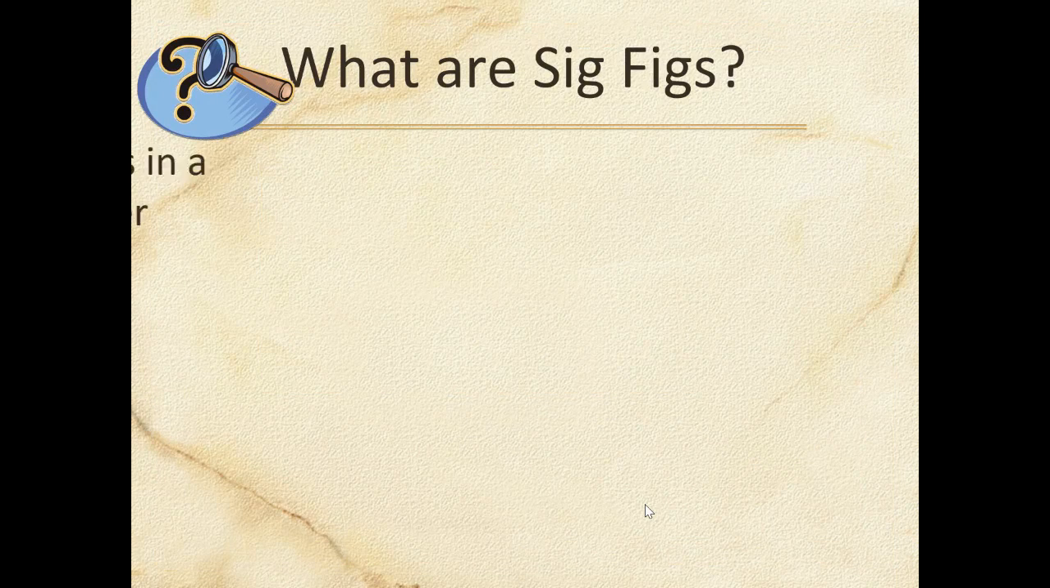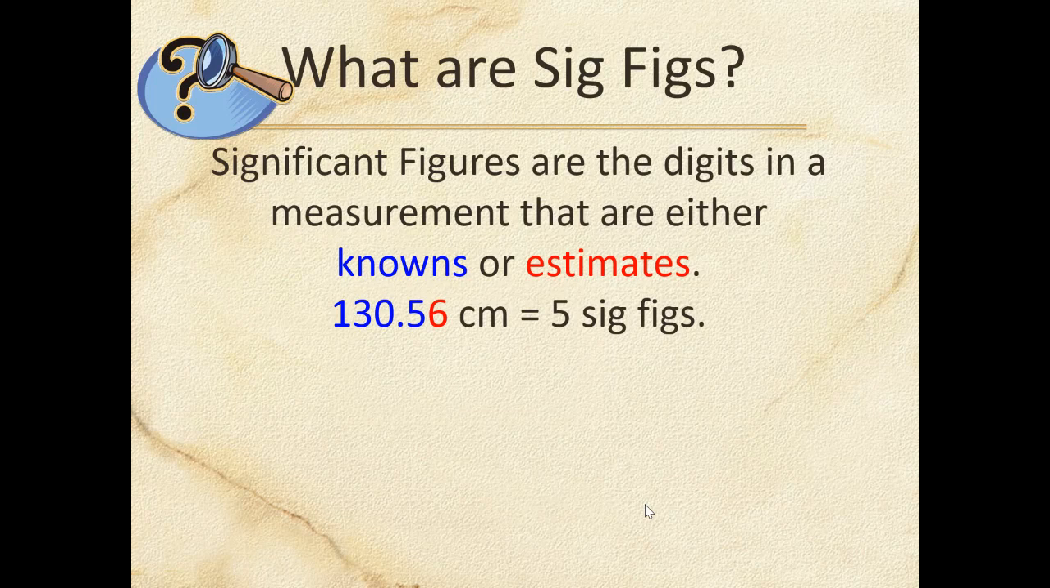So what are sig figs? Sig figs are the digits in a measurement that are either knowns or estimates. So for example, 130.56 centimeters has 5 significant figures. The knowns are 130.5 and the estimates are the 6. If you count all of those digits, you get 5 significant figures. So each of those digits is a significant figure.